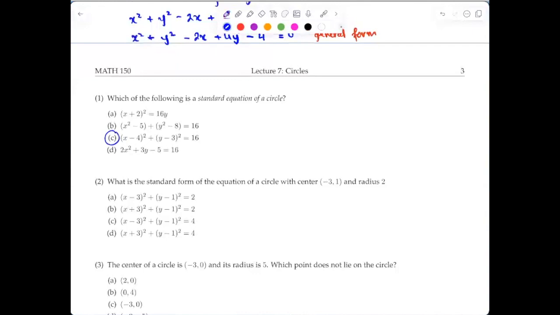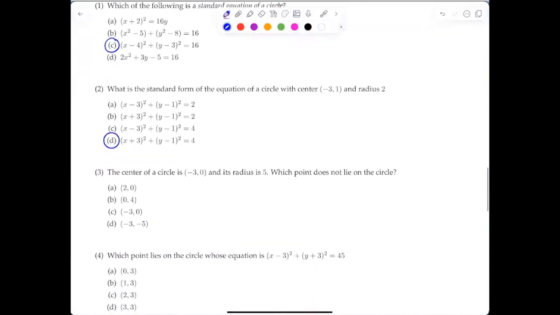All right, number 2, what is the standard form of the equation of a circle center at -3, 1, and radius 2? Which one? D, yes. Any questions? Good. Number 3, the center of the circle is -3, 0, and its radius is 5. Which point does not lie on the circle? C. Center is not going to lie on the circle.